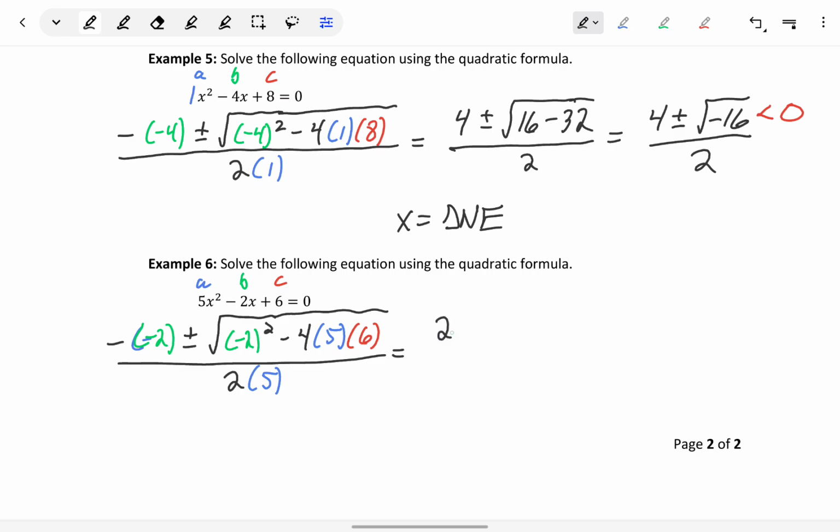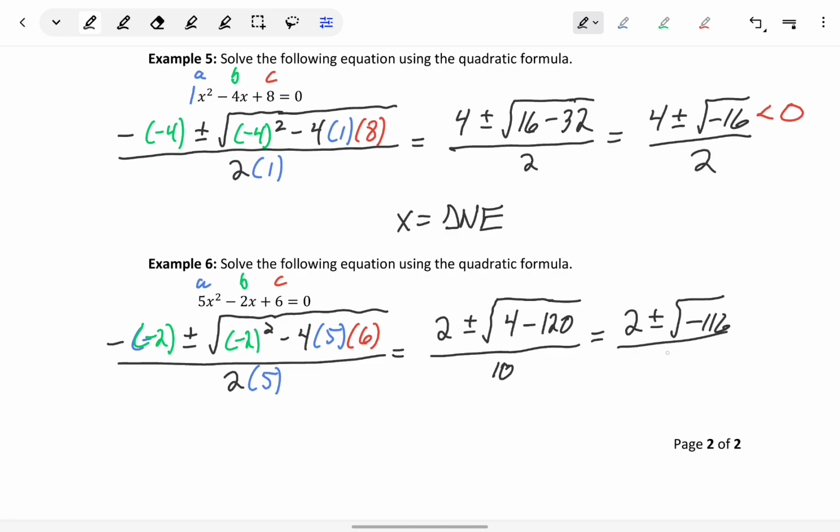The two negatives will cancel out, so this will become 2 plus or minus the square root of 4 minus 4 times 5 times 6, which will be 120, all over 10, which will give us 2 plus or minus the square root of negative 116 over 10.